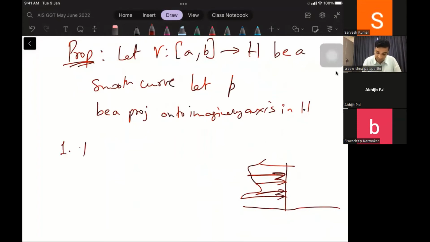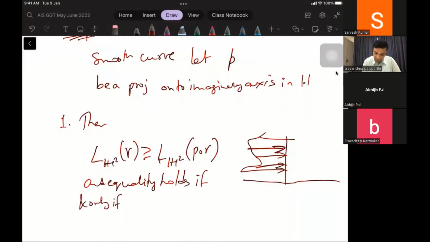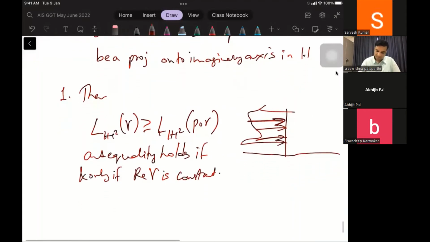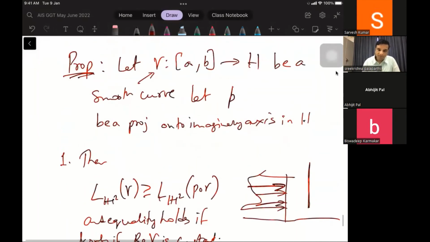Okay, and then the hyperbolic length of a curve gamma is greater than or equal to the hyperbolic length of the projection of gamma. Okay, and equality holds if and only if the real part of gamma is constant. So real part of gamma is constant means that this curve is a vertical line. So this is a straightforward verification. Okay, you can actually use set-up integrals to prove this. Further, just note that gamma should be smooth. Okay, so that's the hypothesis.